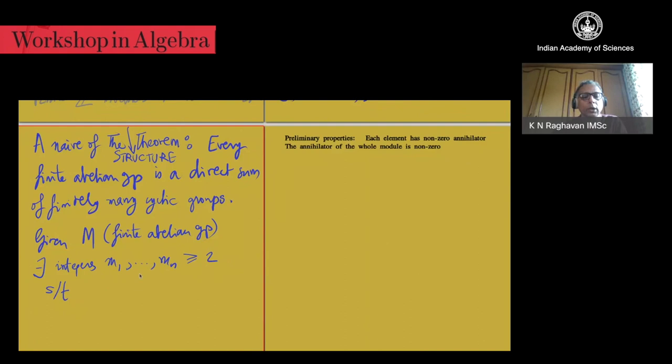Such that M is Z mod M1Z, direct sum dot dot dot Z mod MnZ. Maybe it's good for me, rather than n, to use just K here. Maybe that is better psychologically. So this is what this says. That's just a mathematical way of writing out what is said in plain English here, that every finite abelian group is a finite direct sum of cyclic groups. The question is, for example, about the decomposition. So here is a question: are M1 to MK unique?